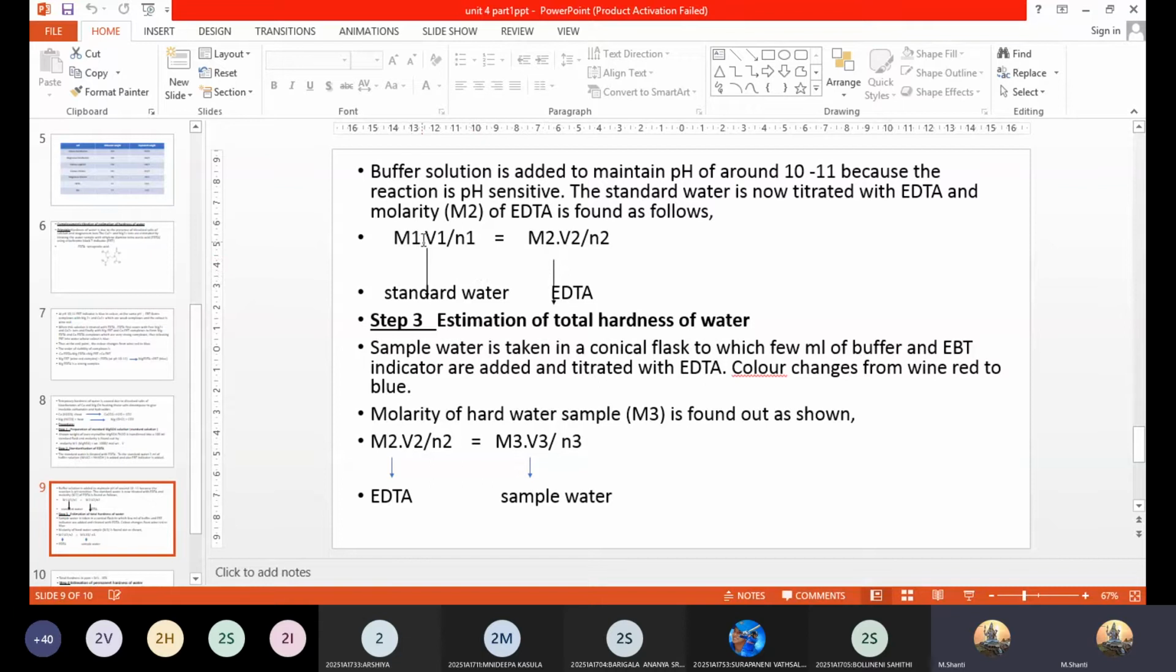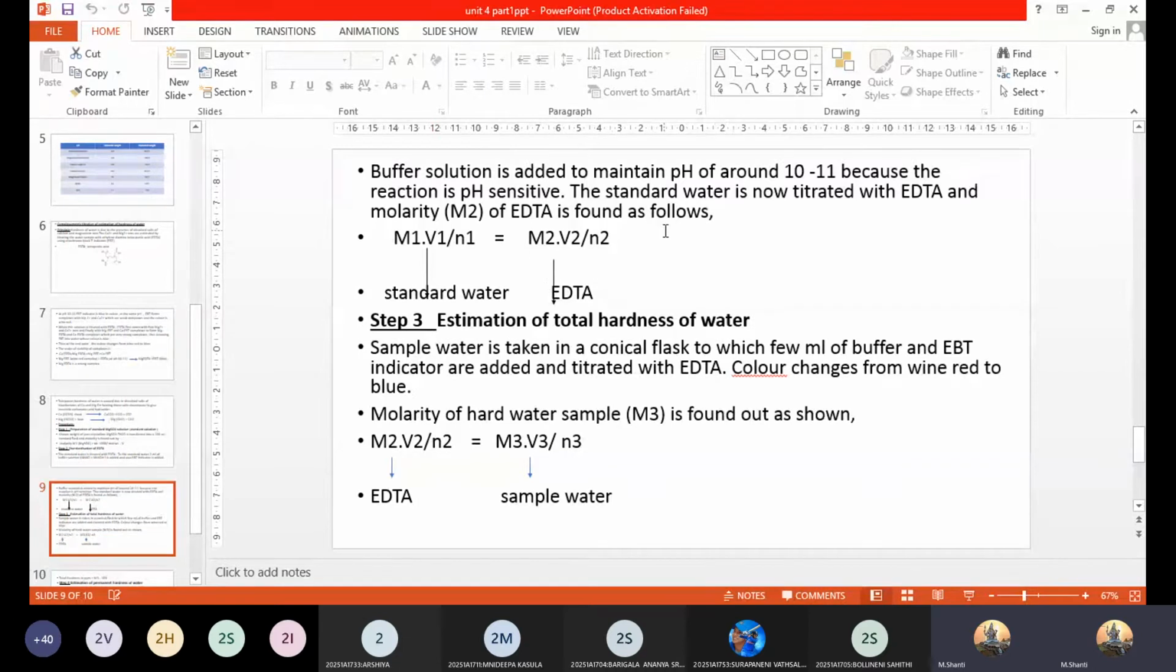And M1, V1. So what is this M1? From where do we get this M1? Molarity of MgSO4, ma'am, from step 1. Very good. And V1 is how much standard hard water you have taken in the conical flask, whether it is 10 or 20, substitute that value. V2 and N2 will be taken to the other side and you get the M2 value. M2 is the molarity of EDTA solution. That is how you can find out the concentration of EDTA solution.